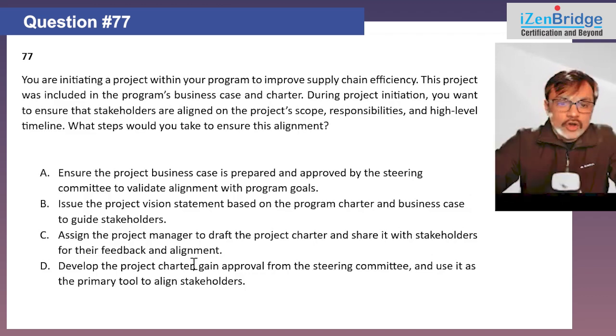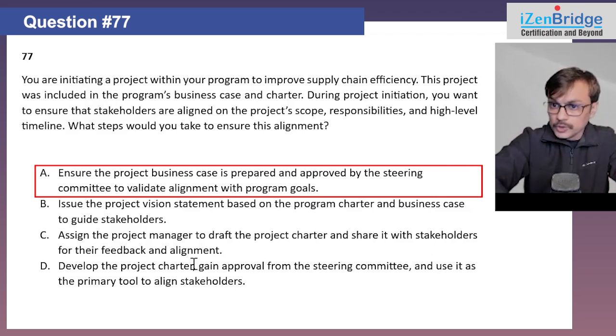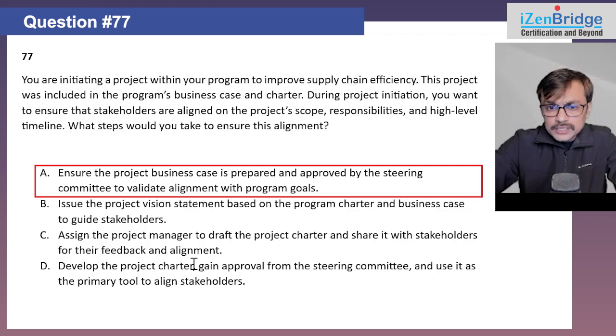Let's see. Option A, ensure that the project business case is prepared and approved by the steering committee to validate alignment with program goals. Not a bad idea. You should be ensuring the project's business case is prepared and approved by the steering committee to validate alignment with the program goal. I don't see any problem in this option. This is a good option. You should follow it. The only thing is, is this option relevant to our question?